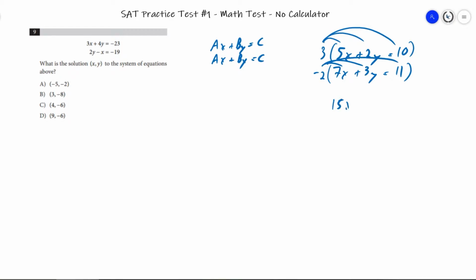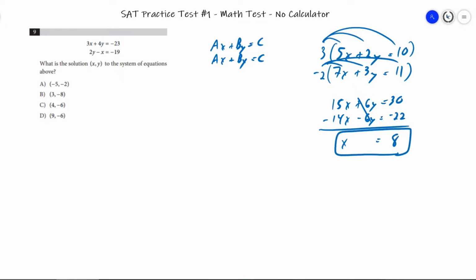Now I'm just going to write the results here. Got 15x plus 6y equals 30. Negative 14x, negative 6y, negative 22. And then when you add these, 15x minus 14x is just 1x. The y's cancel, and then you just get 8. So that's your first variable right there.